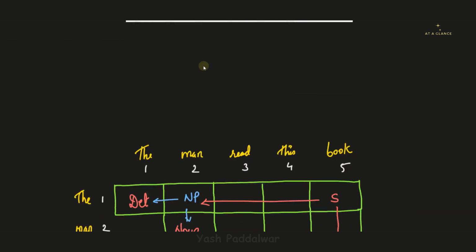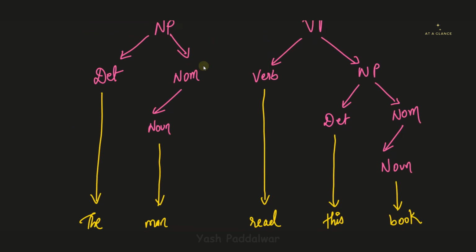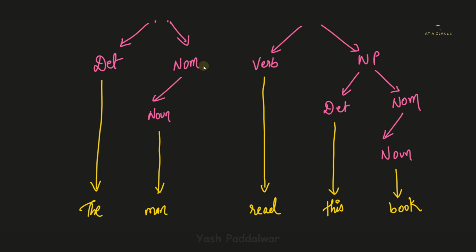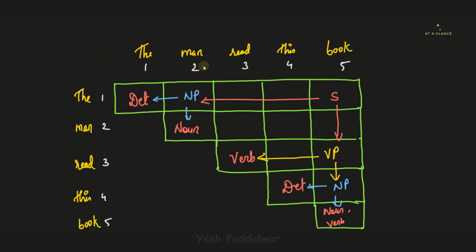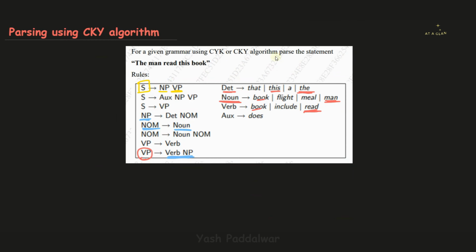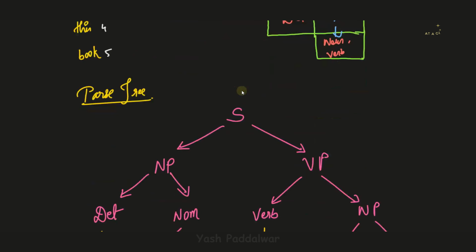So I hope this particular problem is clear to you all. I hope now you have got an idea how we can tackle this particular problem when it asks us to parse this statement with the help of CKY algorithm. I hope everything is clear.